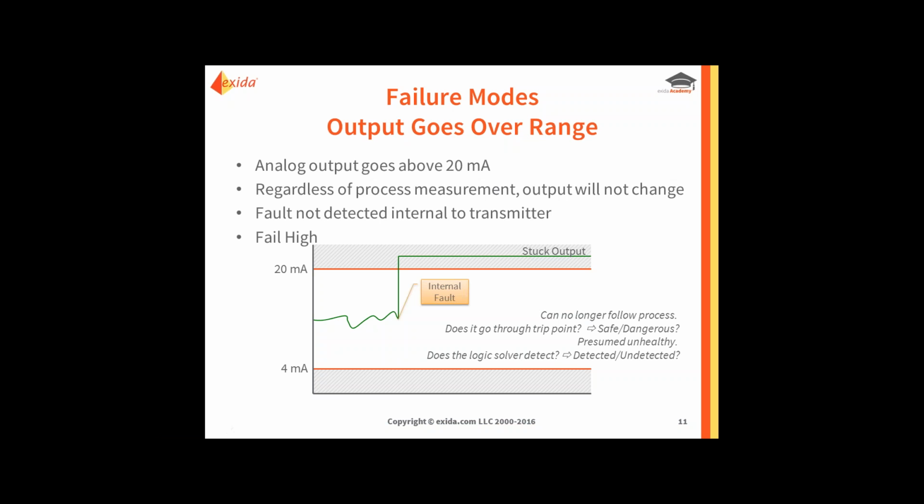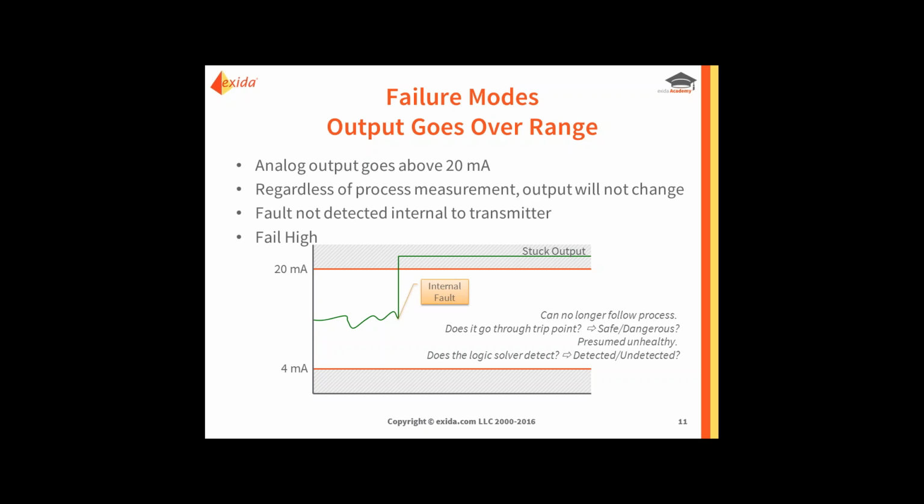Another example of a transmitter failure could be an output going over range. For whatever reason, something goes wrong in the transmitter, a component fails, and the output jumps from somewhere in the healthy operating range to out of range. We get a stuck output. And again, regardless of the process measurement, that output will not change. It will just be simply higher than the 20 milliamps.